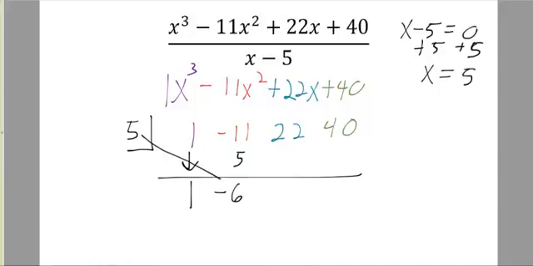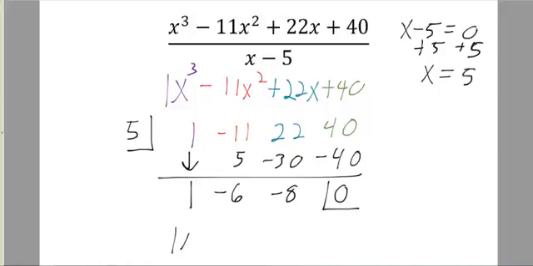And then again, multiply 5 by negative 6, and then put that right there, which is going to be negative 30, which will give me negative 8 when I do 22 plus negative 30. Again, multiplying that 5 by negative 8, which will give me negative 40, which gives me a remainder of 0. And then when we write it out, we look at our exponent, take 1 away, so we have 1x squared minus 6x minus 8. And that is how you do synthetic division.